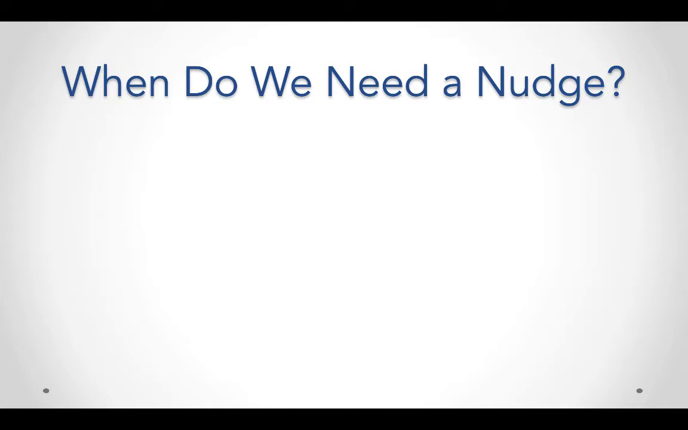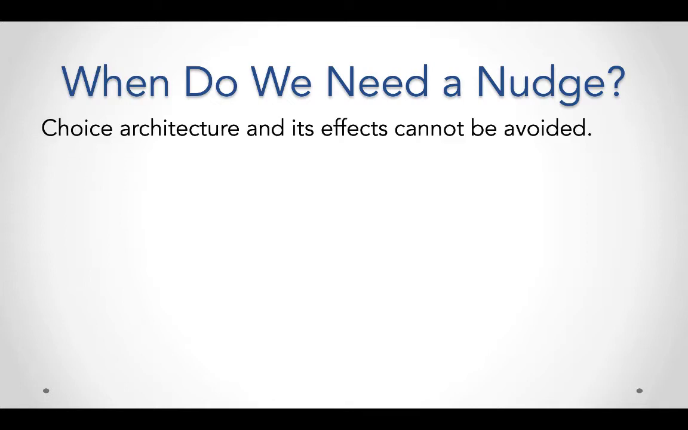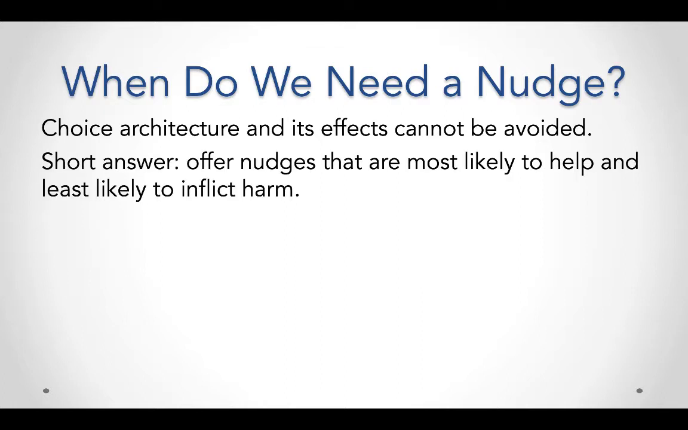All right, when do we need a nudge? When we talked about why we need a nudge, it's because we don't have experience, we don't have feedback, and we need to get those. But I want you to remember that choice architecture and its effects cannot be avoided. Either you do it consciously or subconsciously, it's still a choice architecture, it's still a design, and it will influence your users. So the short answer to when do we need a nudge is when it's most likely to help and least likely to inflict harm. So we're nudging for good.